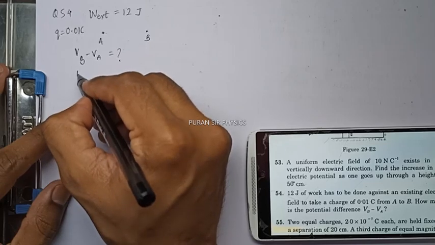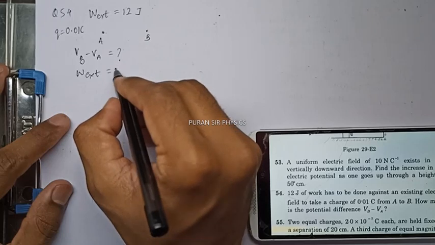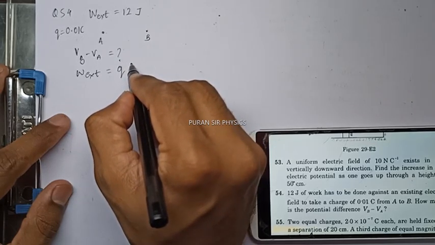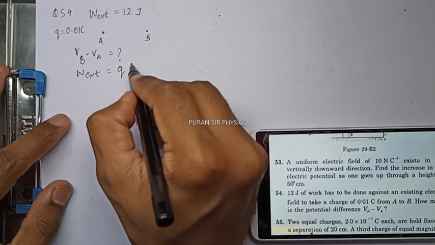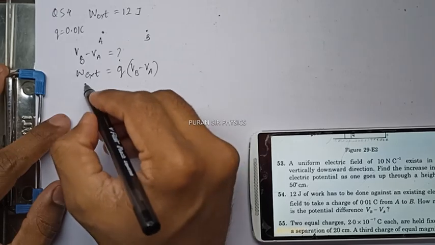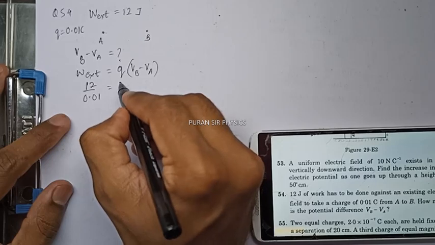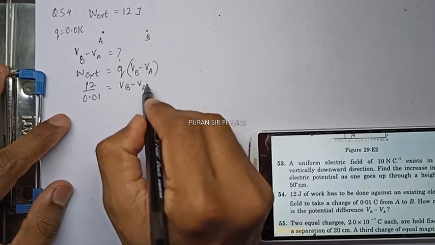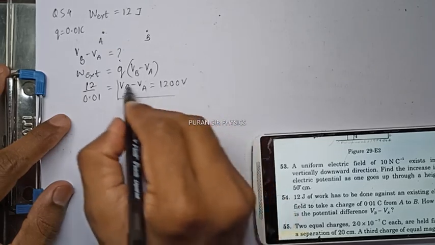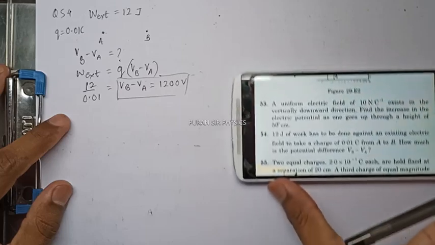So by definition, work done by the external agent is stored in the potential energy of the system, and it is given as Q times change in potential, which is VB minus VA. So from here your work done is 12 and the charge is 0.01. So VB minus VA comes out to be 1200 volt. So this is the answer of your question number 54.